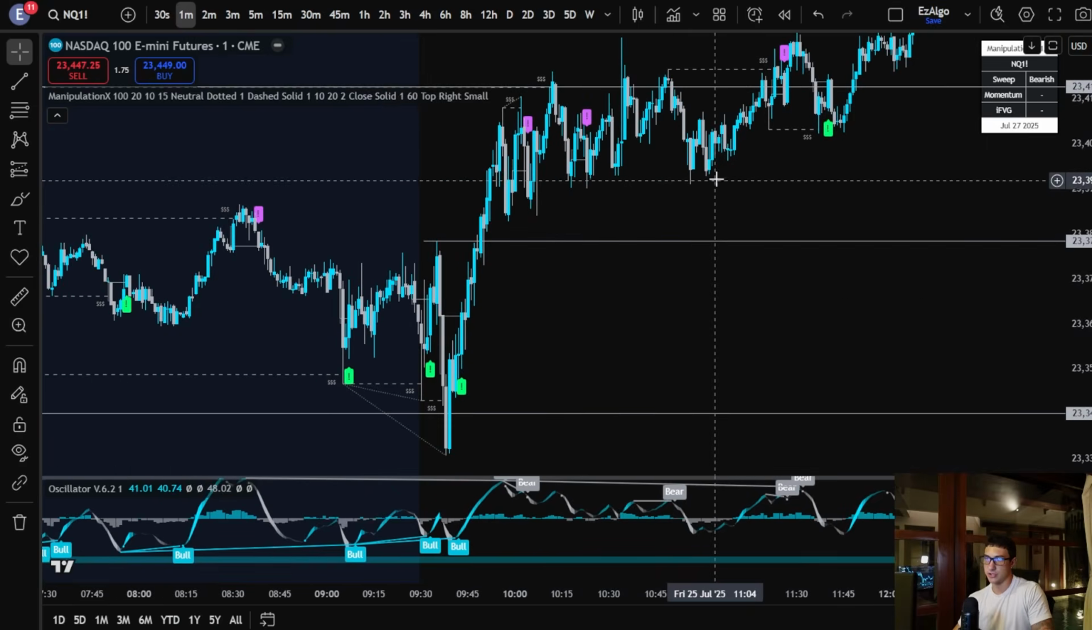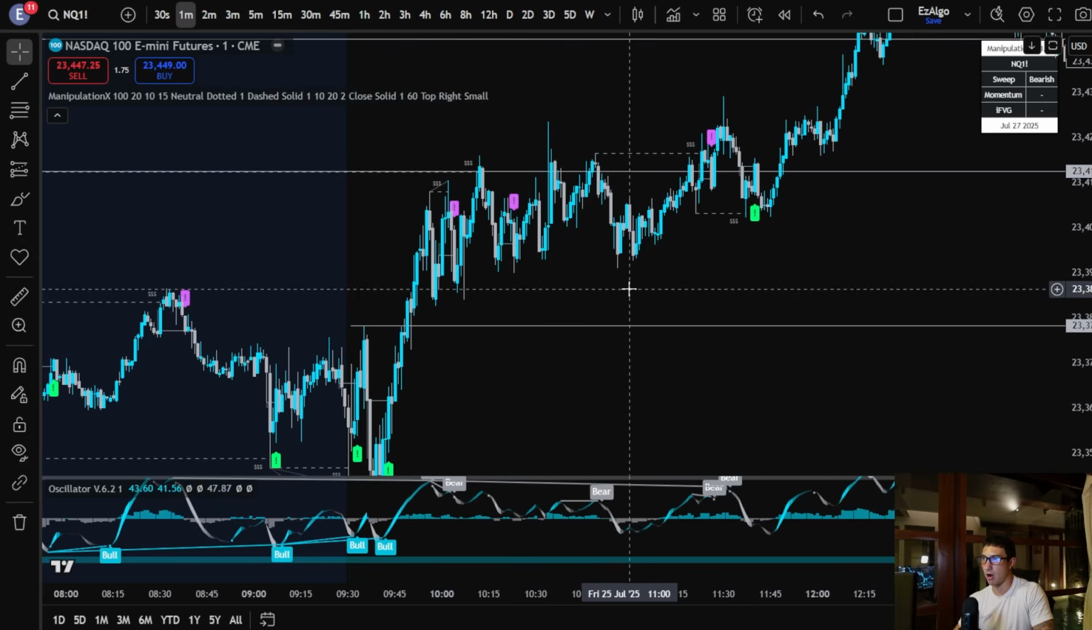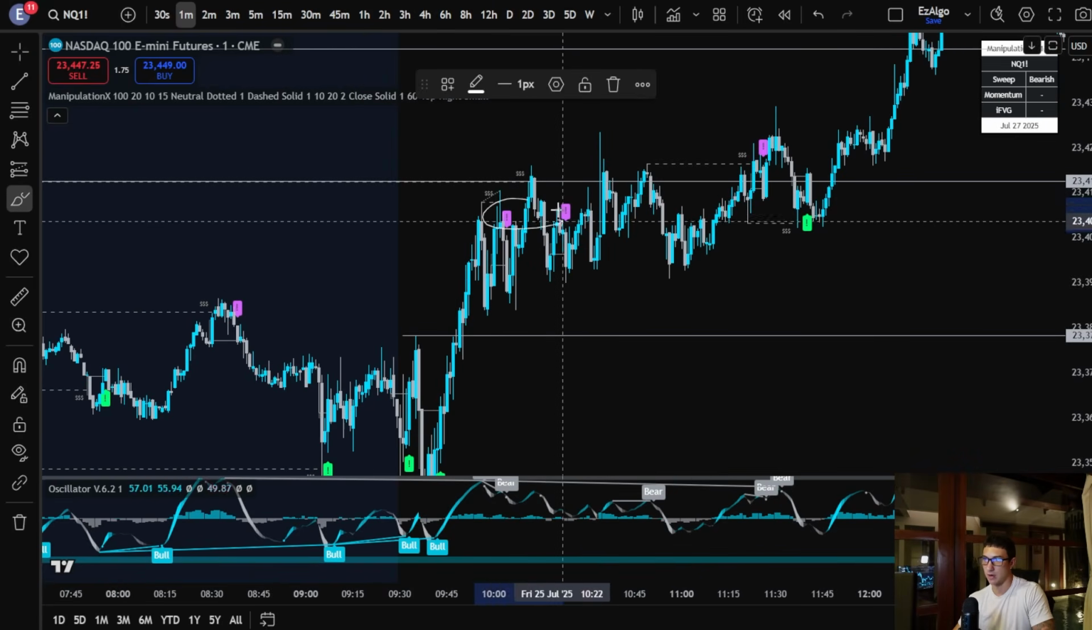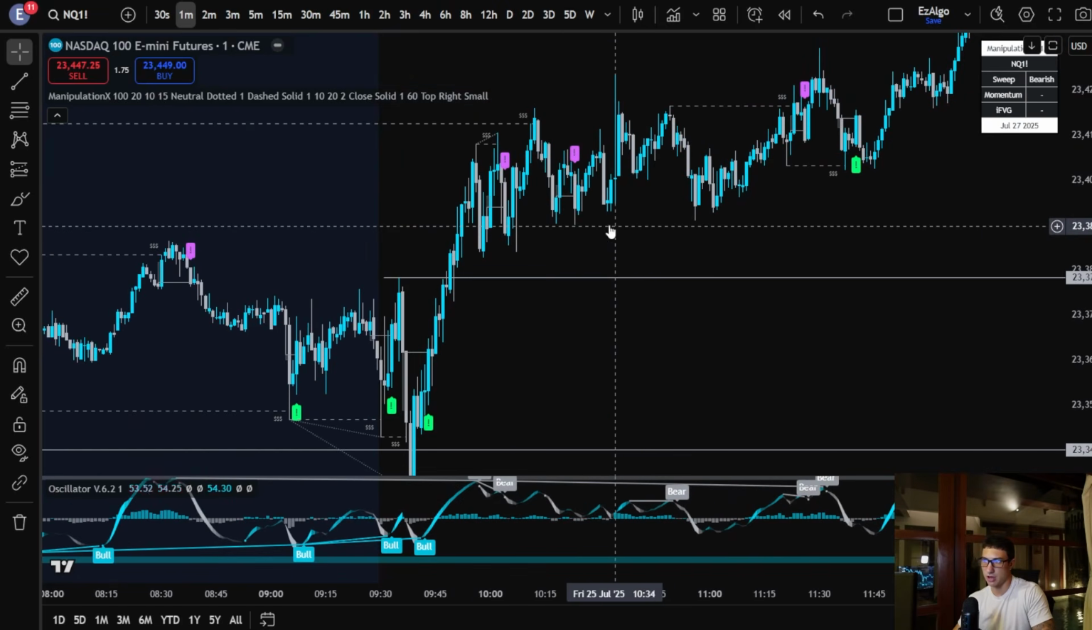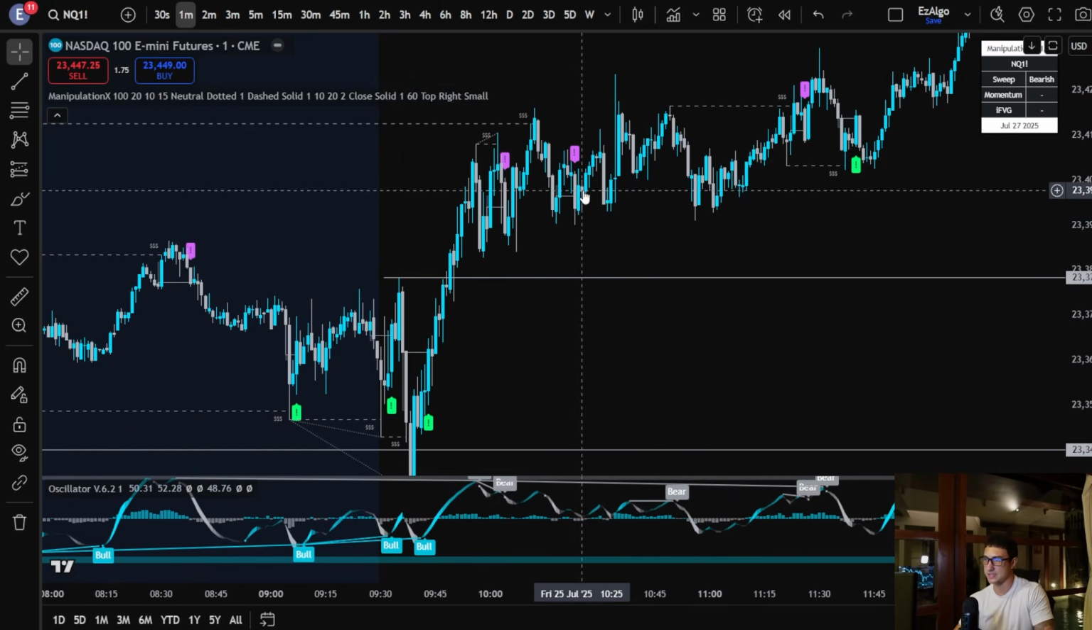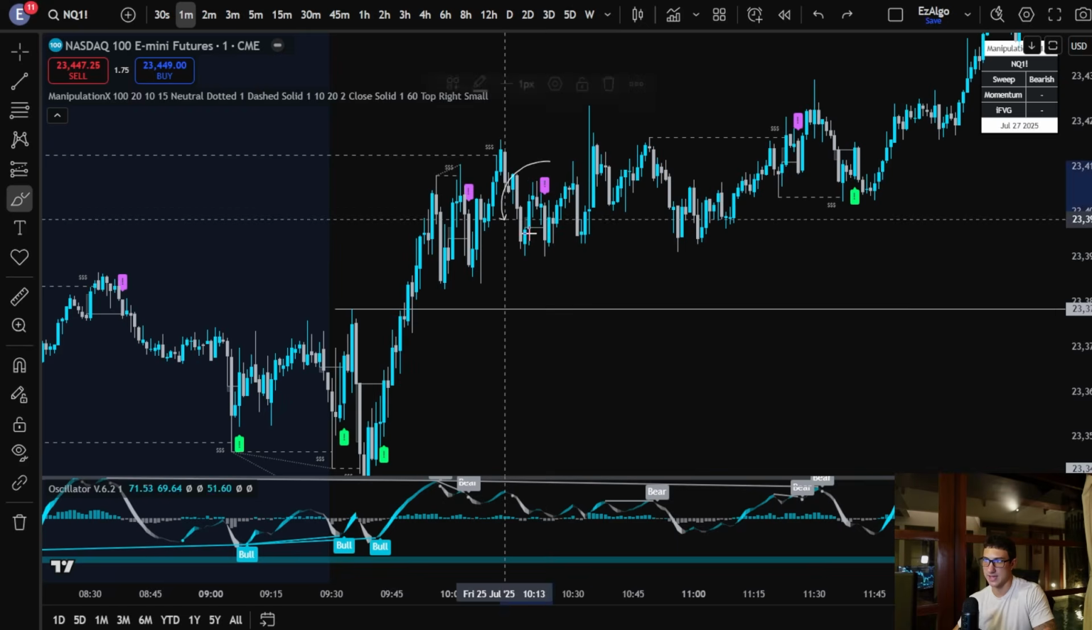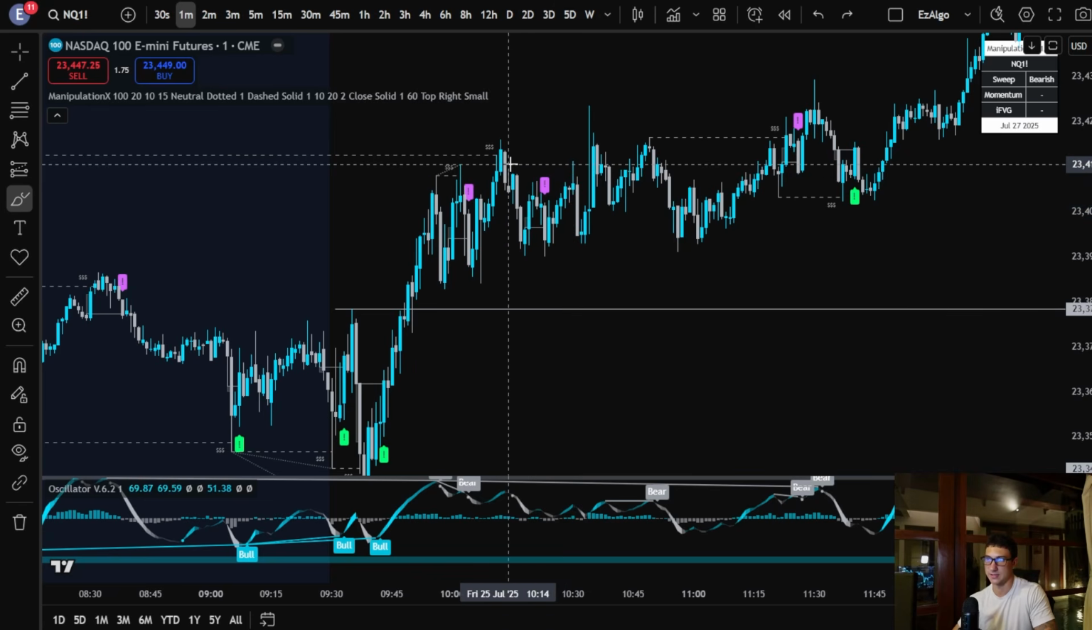Now, during this expansion move up, there are some false signals that we can see here, right? We are seeing some sell signals, but this does not follow our rules because our draw on liquidity is higher for the day. Our bias is bullish. We are in price discovery. This is actually a glitch signal in our new update that's going to be out soon. So this wouldn't even show up on your indicator.